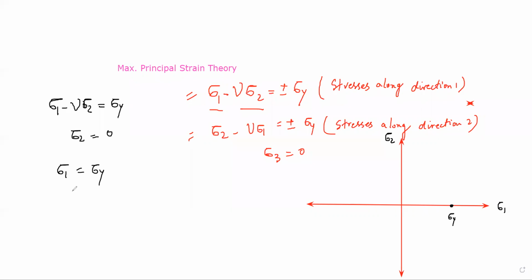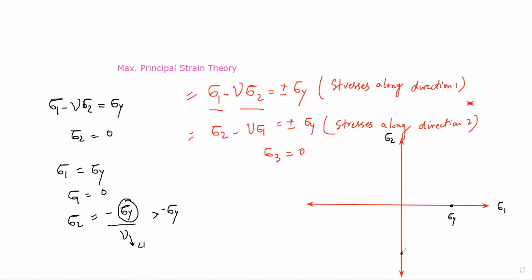And when sigma 1 is equal to 0, then sigma 2 becomes equal to minus sigma y divided by Poisson's ratio. Since Poisson's ratio is less than 1, this will be greater in magnitude than sigma y. This ratio is 0.3, 0.34, 0.32, 0.12. So you have a denominator less than 1. When you divide a number by a number less than 1, you get a number greater than sigma y, in magnitude.